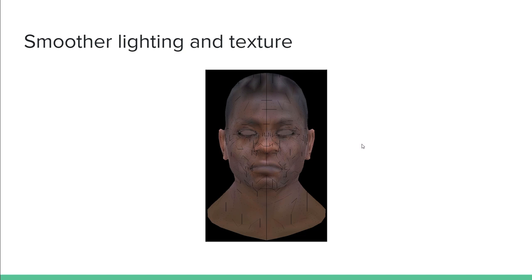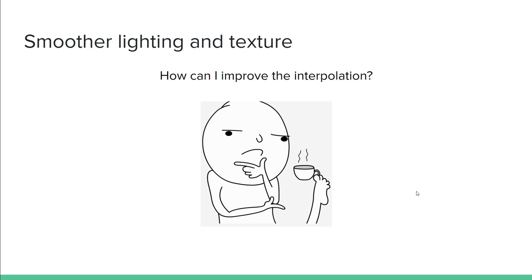So back to thinking, how can I improve that? How can I improve the interpolation? First of all, we all know that I should get the proper color of each pixel instead of just getting the color of each vertex, right? And I should also compute the proper normal of each pixel instead of using the same normal for the whole triangle.